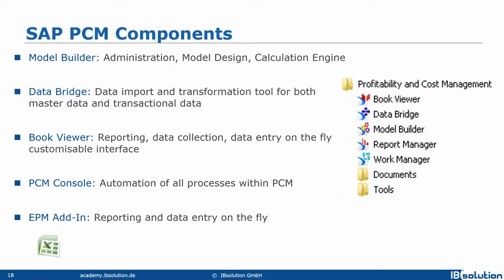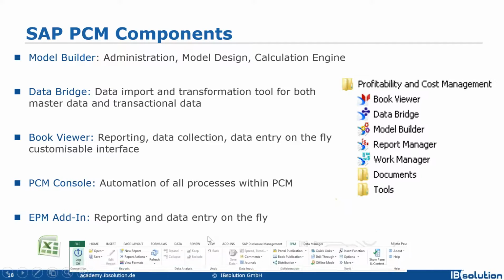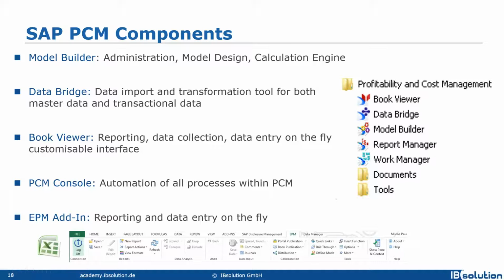To add on to that, it has the book viewer, which is for reporting purposes. Usually, that's what clients use it for, unless they want to use the EPM add-in, which you can see at the bottom of the screen. It has EPM add-ins, so all the three things I'm showing you today have add-ins for Excel one way or another. You can also create batch jobs via the PCM console to enable you to automate processes within PCM like data load and data extraction, etc.